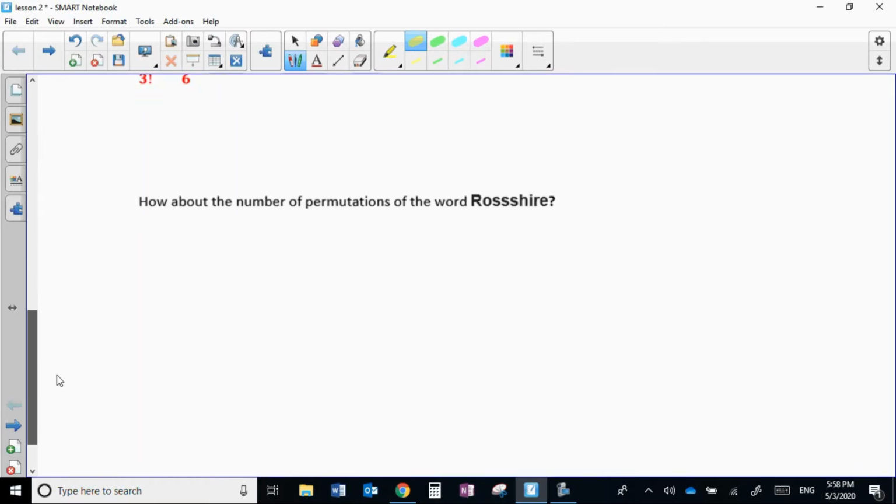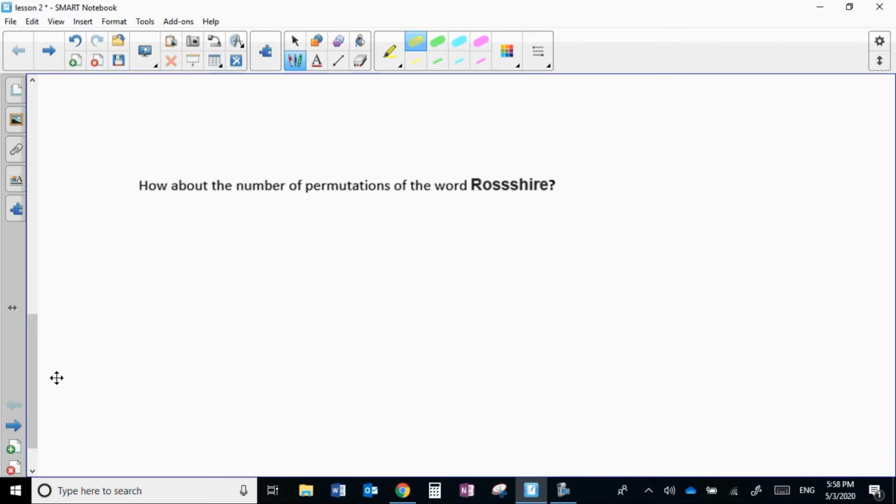How about the number of permutations of the word Roshire? Well, notice that in this case, the first thing you hopefully notice is that if you count them up, there are 9 symbols. So at first we might be tempted to say it's 9 factorial ways of arranging those different letters. However, if we did it that way, we would be counting a lot of different permutations that are really the same. For example, there are 3 S's there.